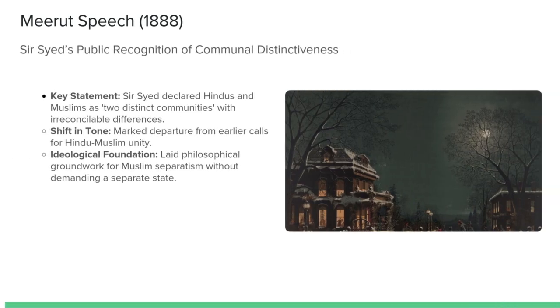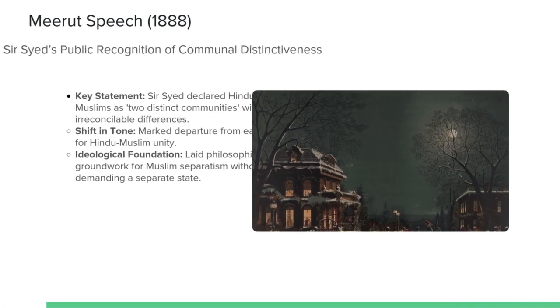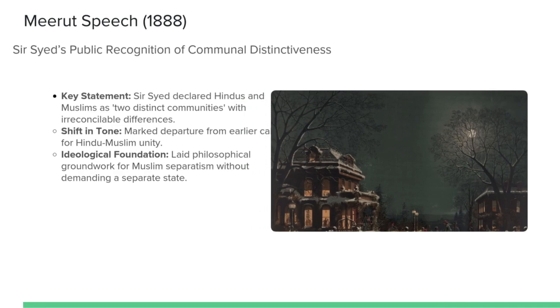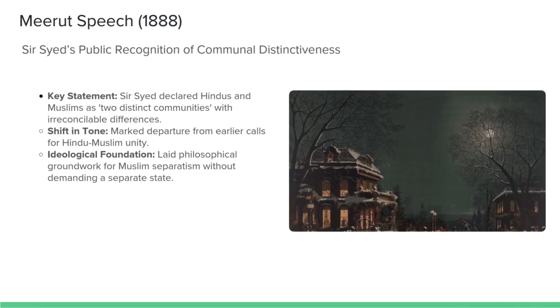Meerut speech, 1888. In Meerut, Sir Syed Ahmad Khan publicly stated that Hindus and Muslims were two distinct communities. This marked a shift from unity rhetoric to explicit separateness. While not calling for a separate state, it defined the theory's core premise.